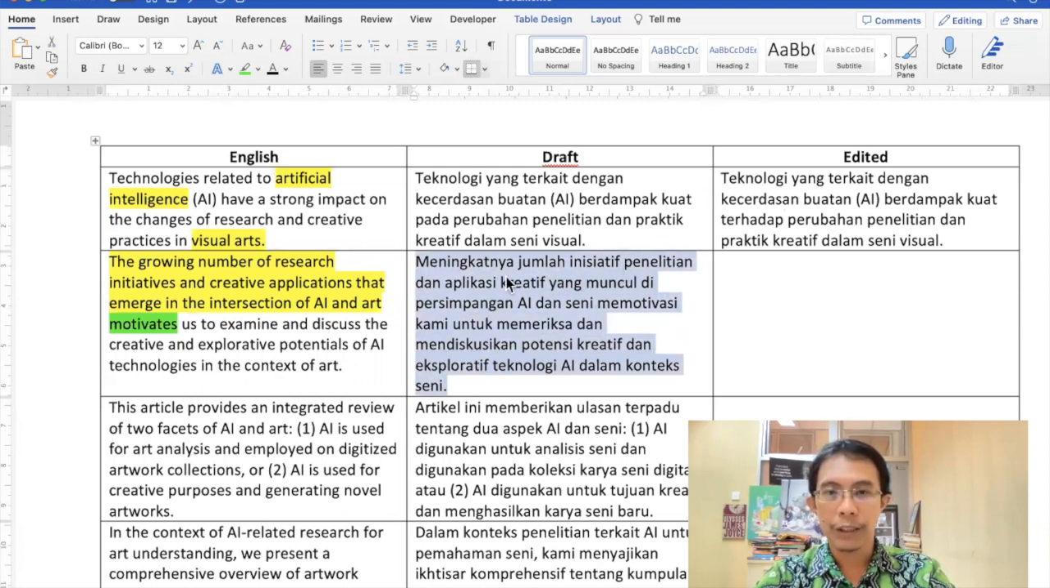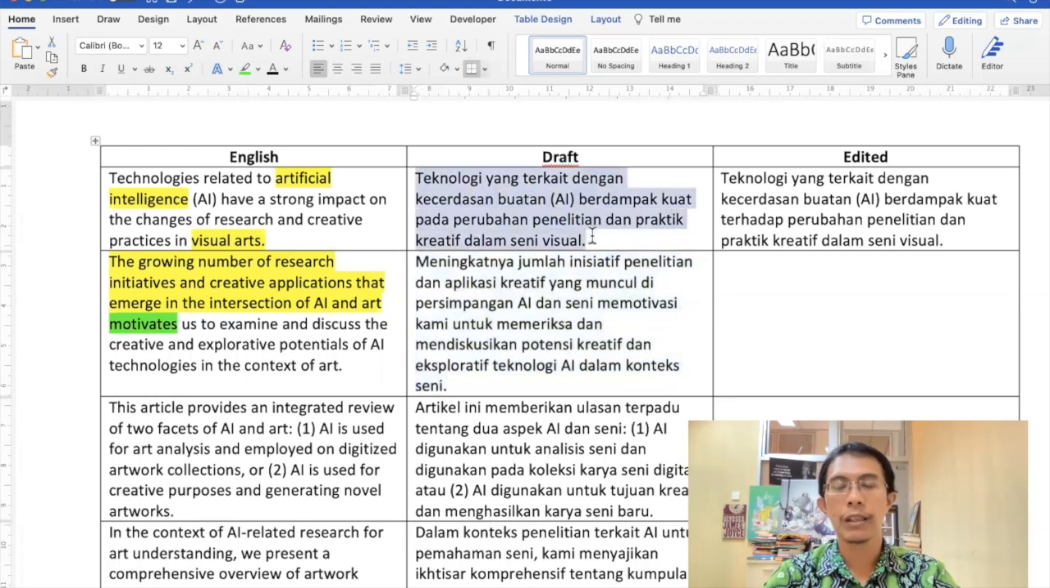Meningkatnya jumlah inisiatif penelitian dan aplikasi, and so on and so forth. That's what you will be doing, everyone. Make sure that the subject, the terminology is correct, and then the sentence structure is correct. After that, you can go to the naturalness, which is the next level, like what I just did. It just so happens that the translation that I have started here is kind of acceptable.